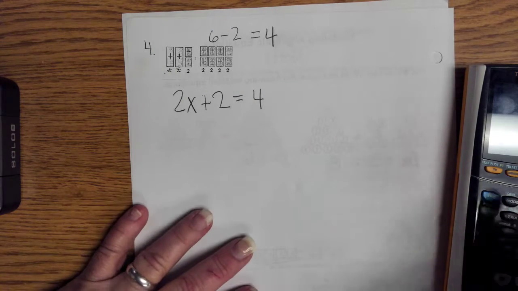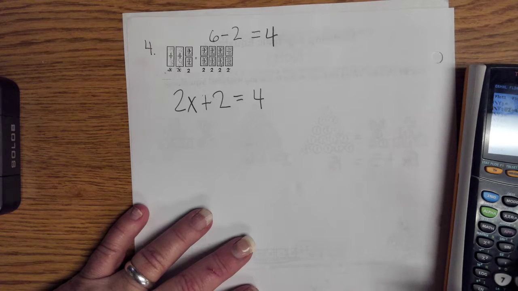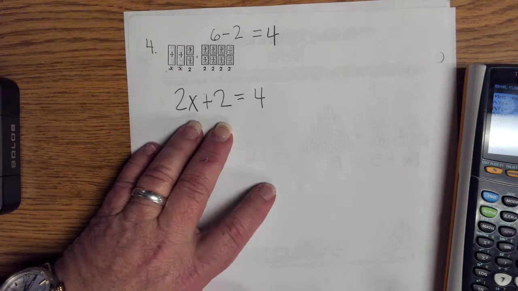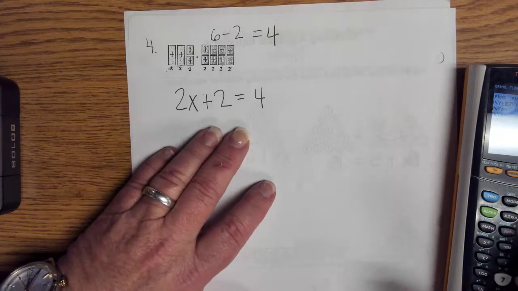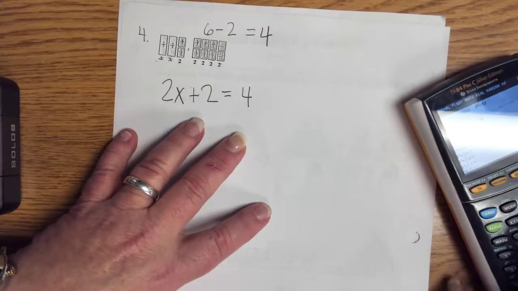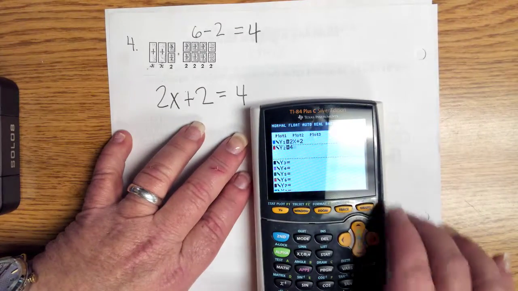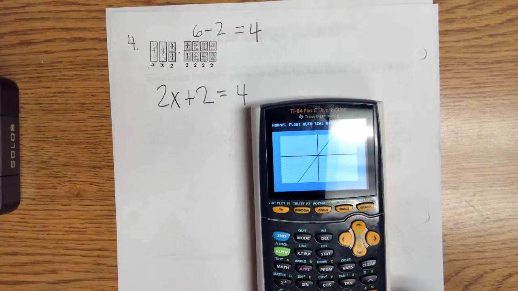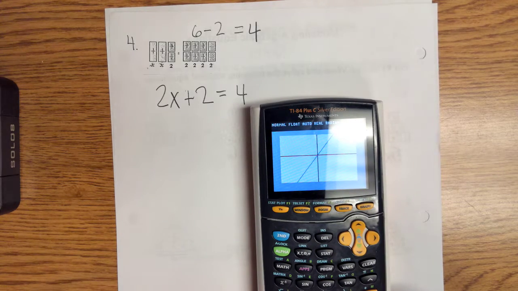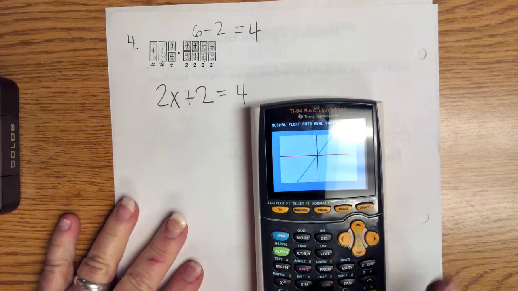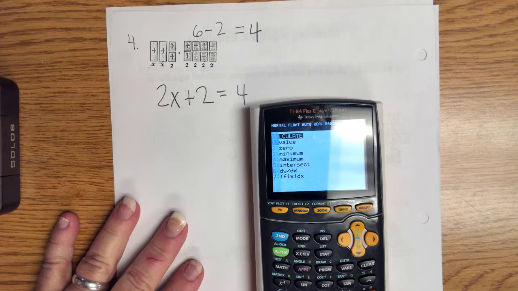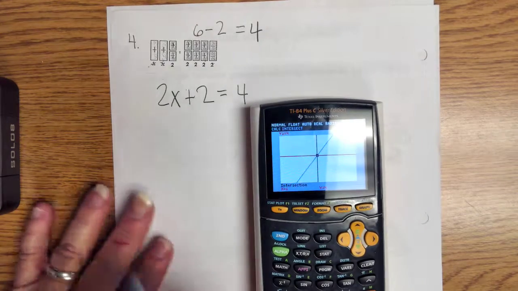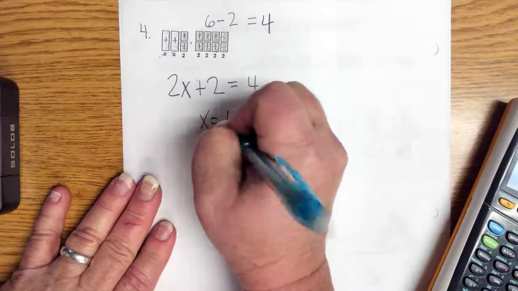So now that I have positive 4, I know what to put in my calculator, don't I? Yes, ma'am. 2x plus 2 and 4. I put a whole lot of something in there. I got 1. I got 2. I got 50. X is equal to 1.